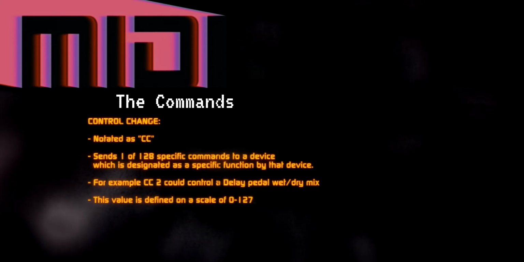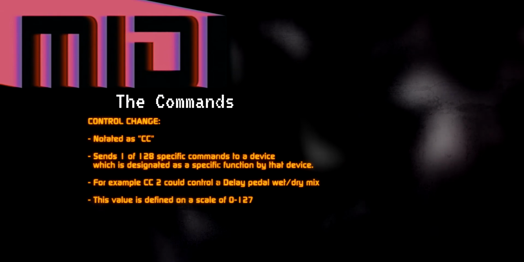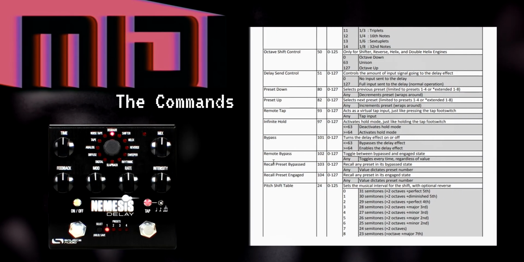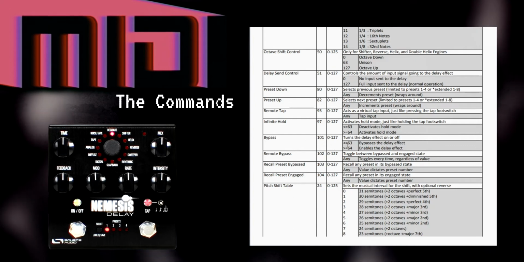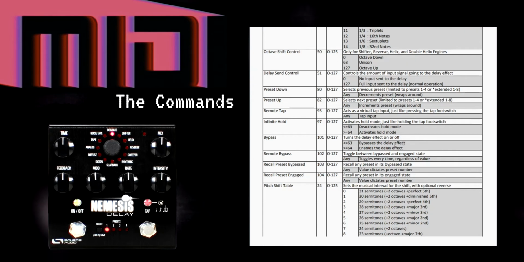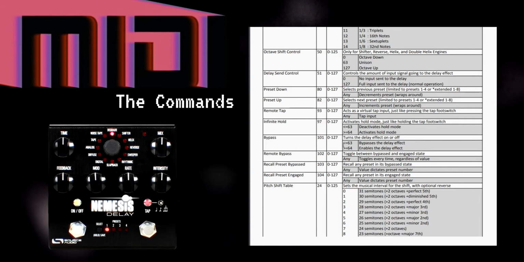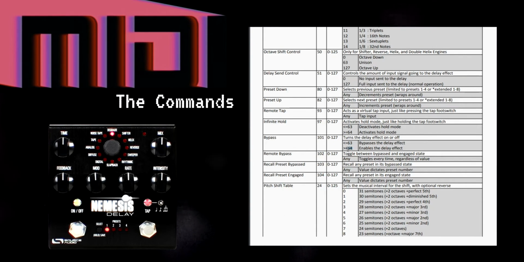And the last thing I'll cover is control change. Control change, or CC for short, sends a specific command that corresponds with a device's function. For example, my Source Audio Nemesis delay understands CC101 as the on-off switch. It's binary, so it splits between two values. So if I send CC101 value 0 to 63, the pedal shuts off. If I send CC101 value 64 to 127, the pedal turns on. This is the most common way a toggle switch is assigned.